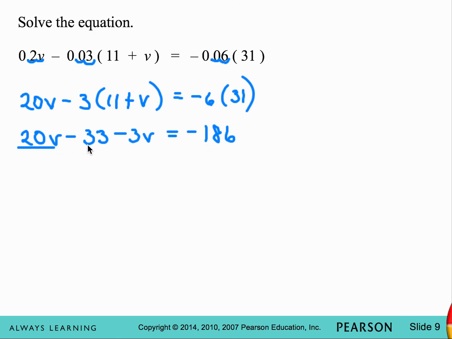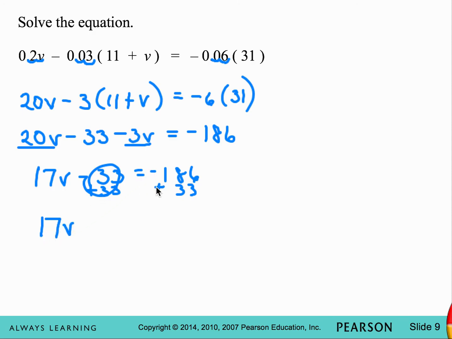Okay, here's some math we can do. 20v minus 3v is 17v minus 33 equals negative 186. Let's add 33 to both sides. Now remember, because these signs are different, I'm really subtracting those numbers, right? Signs are different, so I'm going to subtract them. And keep the sign in front of the larger one. So negative 153.